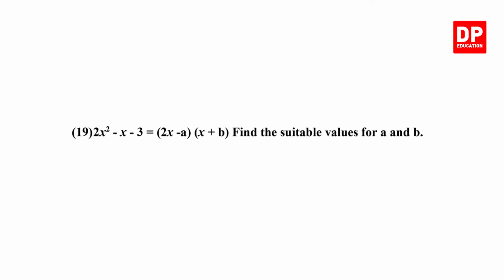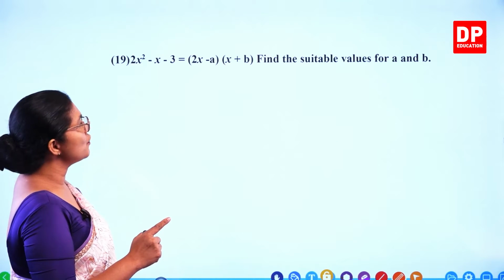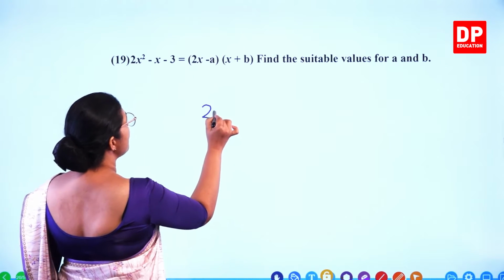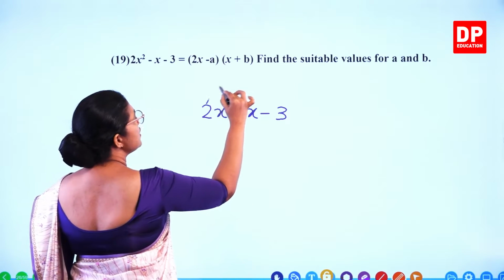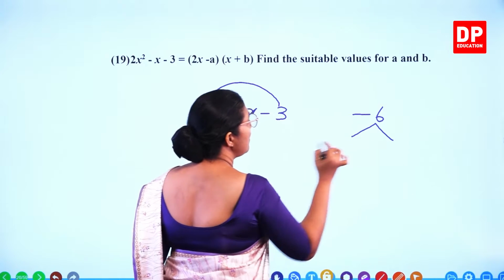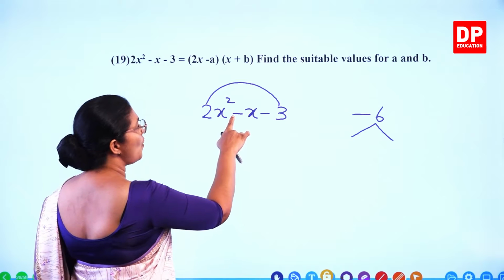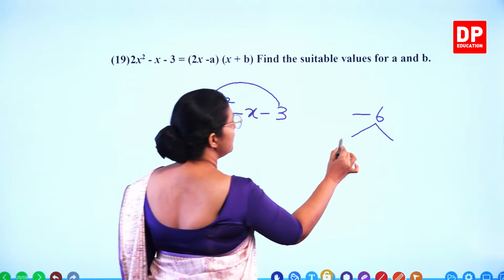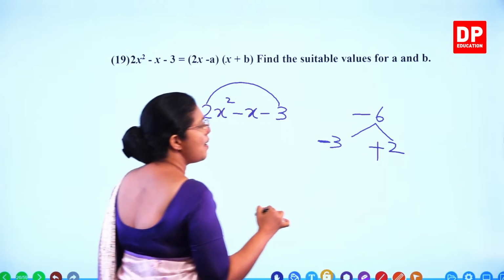Question number 19. 2 factors are given. Find the suitable values for A and B. Factorization. Quadratic factorization. How do you do it? You multiply these two. You get 2 times minus 3 is minus 6. What are the factors of minus 6? When you add the factors, you need to get minus 1. That's the middle term. What are the factors? 3 and 2. But the middle term is negative. That means negative 3 and positive 2.